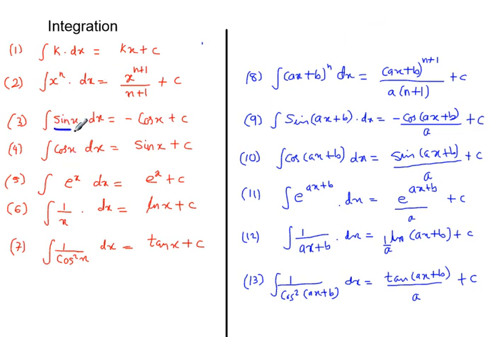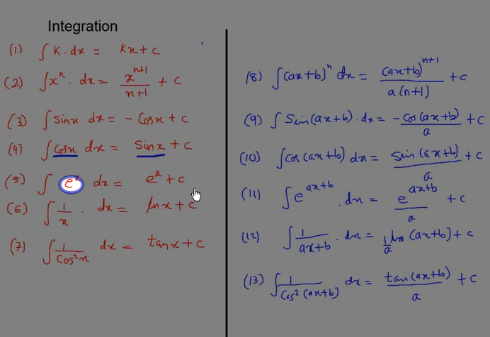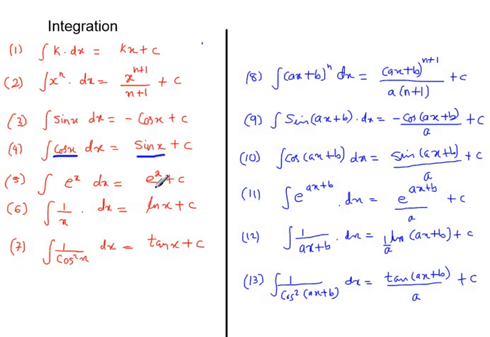The integral of sine x is minus cos x. Remember that the derivative of cos x was minus sine x, so the integral of sine x is minus cos x. The integral of cos x is sine x. The integral of e raised to x is e raised to x, because the derivative of e raised to x was e raised to x. What is the derivative of ln x? The derivative of ln x is 1 over x. So when you integrate 1 over x, your answer is ln x.